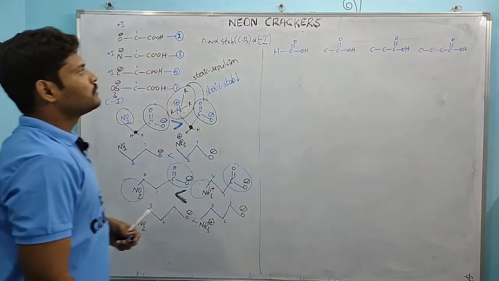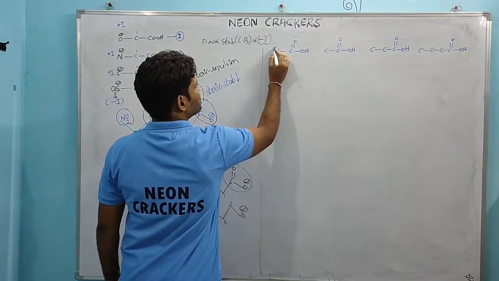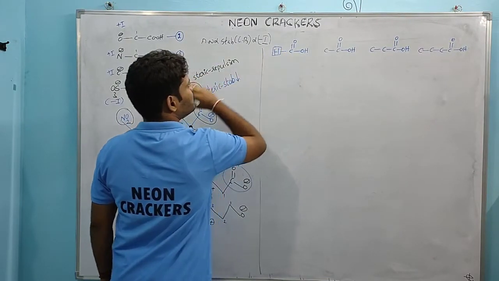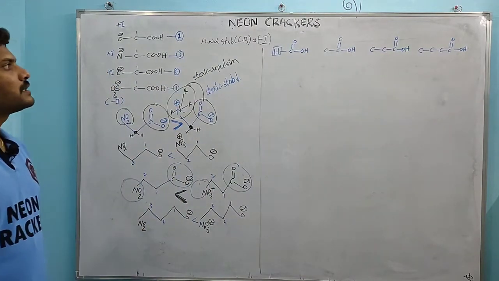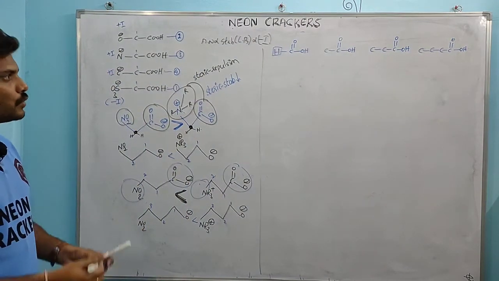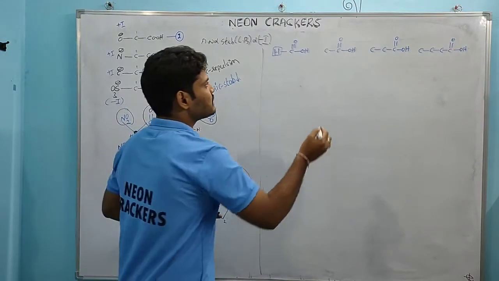What is the rule here? First one is the hydrogen. Hydrogen rule is what? It is nearly neutral, right? So acetic acid has 1 methyl, next one 2 methyl, 3 methyl. More plus I, less acidic in nature.